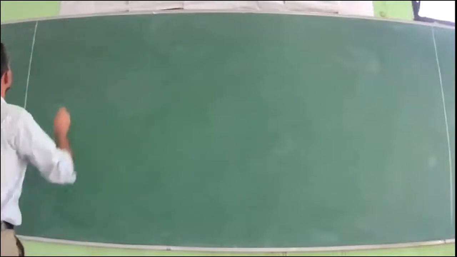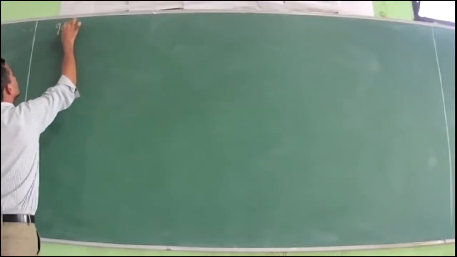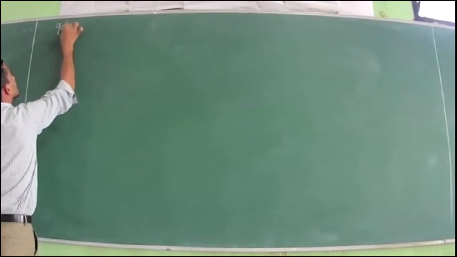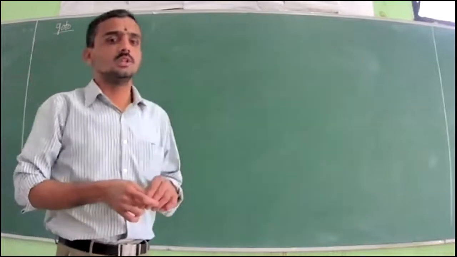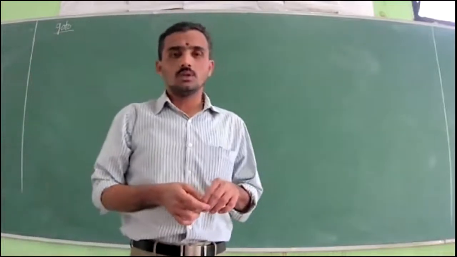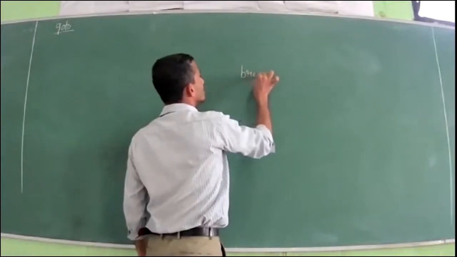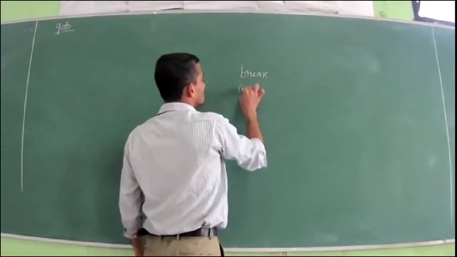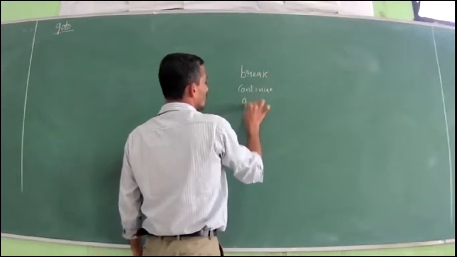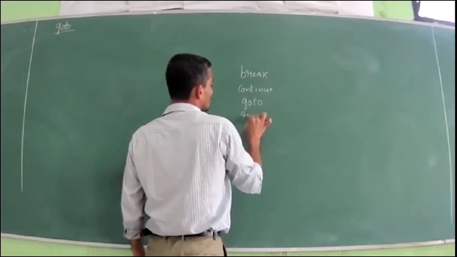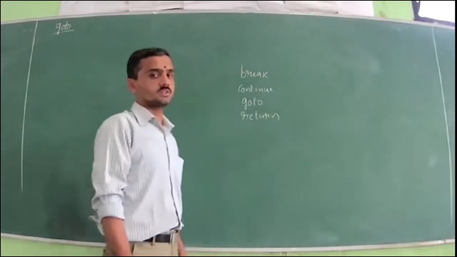So the next statement in jump or conditional statements is the goto statement. Okay, goto. See, we have the keywords break, continue, goto, return. Okay, these are the keywords.